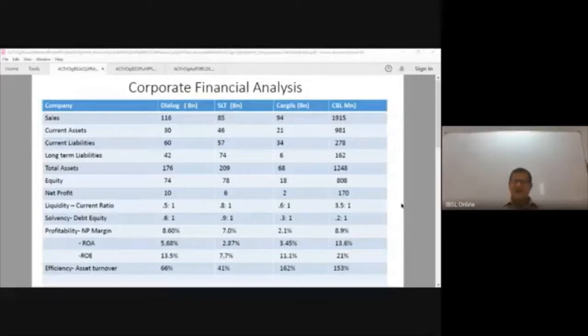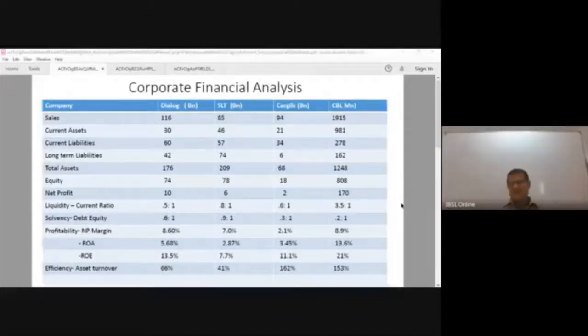So generally, the items which have been sold don't have a margin of more than 10%. However, compared to Dialog and SLT, their margins are very high. As a result, they make more money because it's a service that they provide, and they don't have cost of goods sold. Whereas Cargill's, they have to buy goods from outside and resell them. So their margins are lower, yet they have made 2 billion profit.